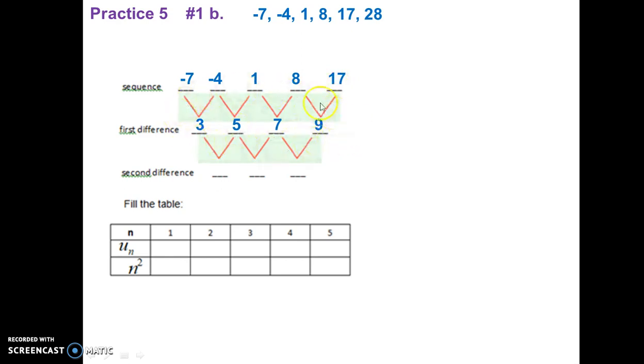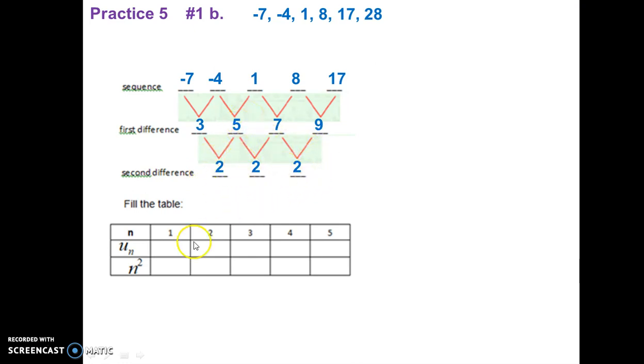Since this first difference is not constant, we know this is not a linear sequence. Now to check if it's quadratic, we're going to do the second difference. To get from 3 to 5 is 2, and 5 to 7 is 2, and 7 to 9 is 2. So the second difference is constant. That tells us this is quadratic.